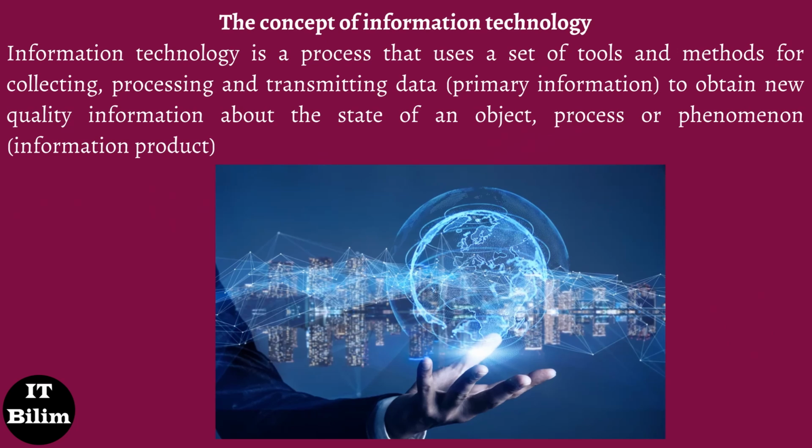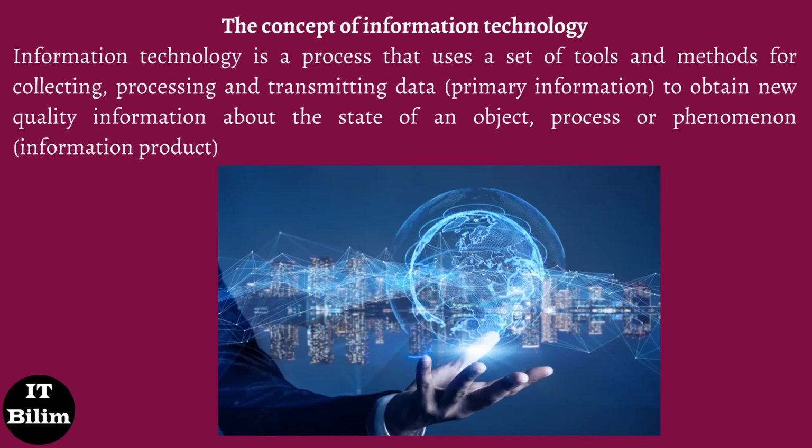Information is one of the most valuable resources of society, along with such traditional material resources as oil, gas, minerals, etc., which means that the process of processing it, by analogy with the processes of processing material resources, can be perceived as a technology. Then the following definition is valid. Information technology is a process that uses a set of tools and methods for collecting, processing and transmitting data, primary information, to obtain new quality information about the state of an object, process or phenomenon, an information product.